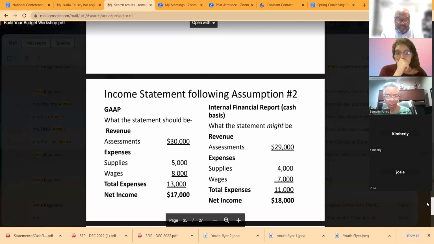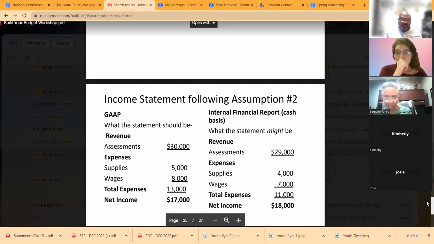Yeah. It appears that you got $1,000 more by doing the cash method than doing it the GAAP method. But yes, that is because, let me see what I'm saying. With the GAAP method, you're recording it in terms of what it's supposed to be. Right. In the cash method, you're recording what actually happened. That's right. That's simply put. That's the simplest way to put it.